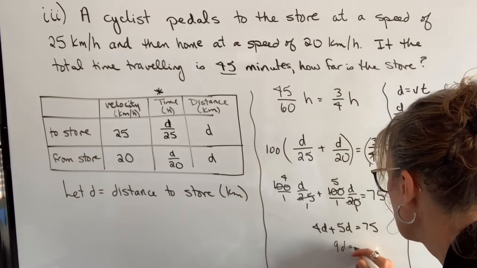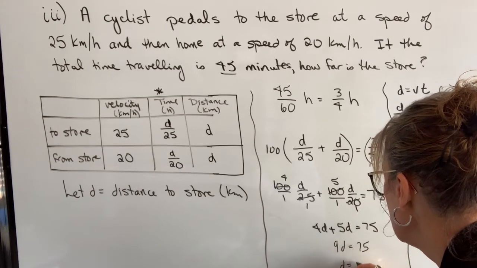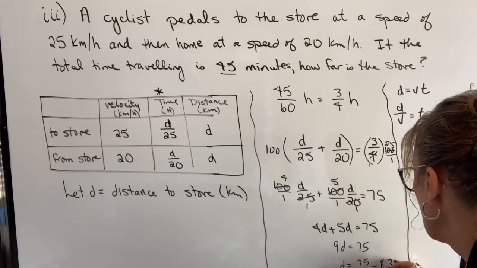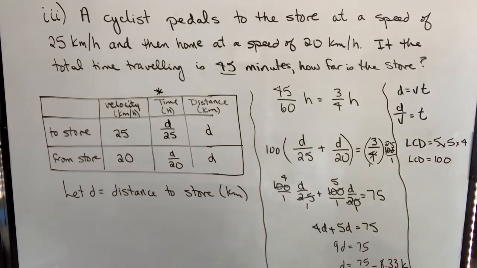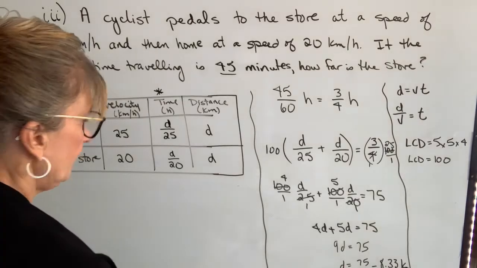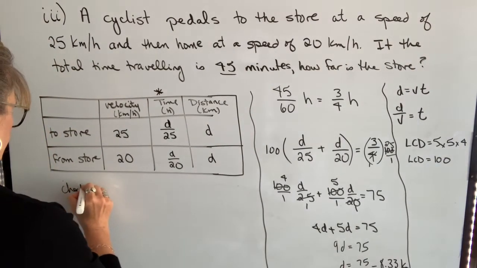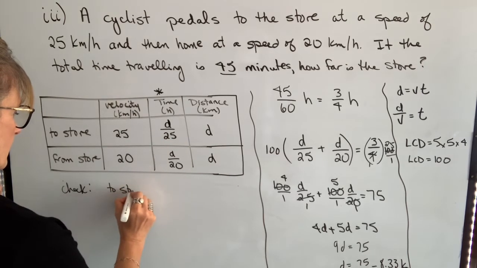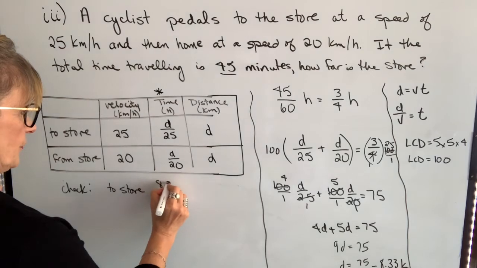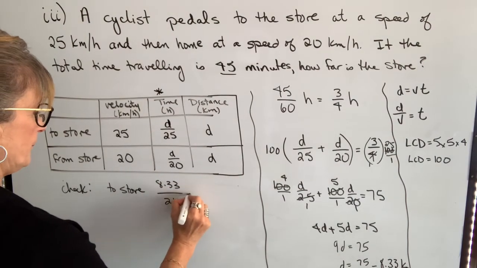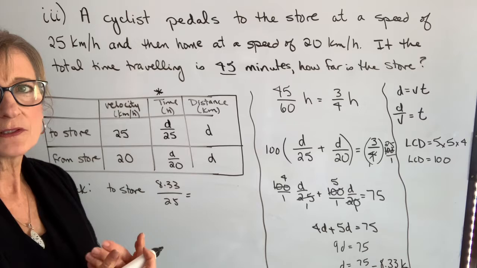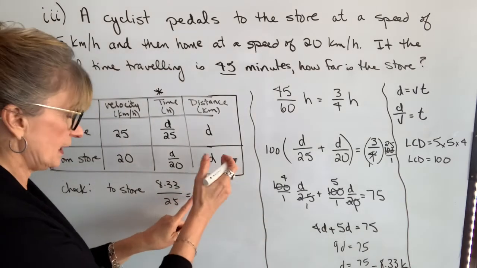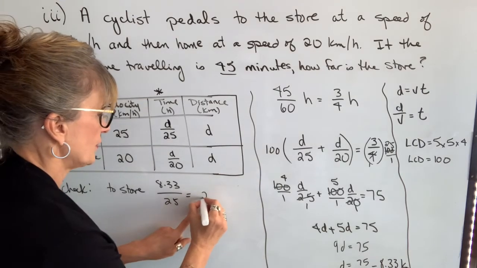So 9D is equal to 75. And D is equal to 75 over 9, which, if we round it off, is 8.33 kilometers. If I do a check, in the first case I would have the time to the store being 8.33 kilometers divided by 25. If I kept the exact value, I would get the time in hours, and if I multiplied by 60, I would get minutes, which is 20 minutes.